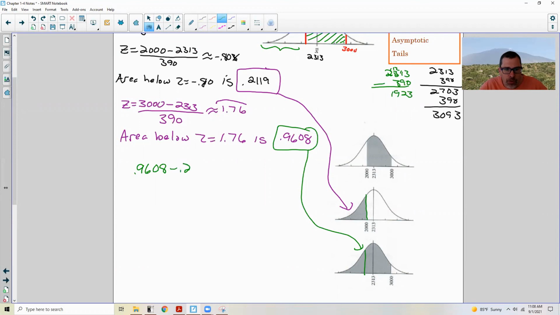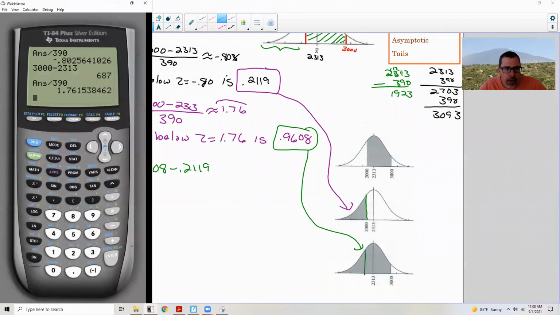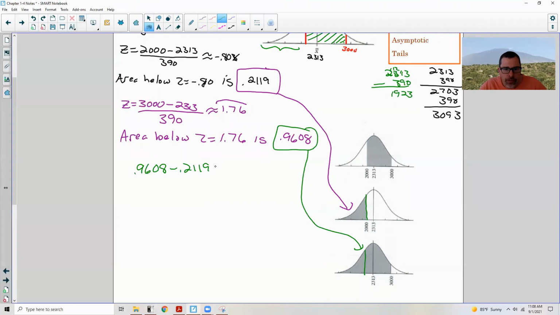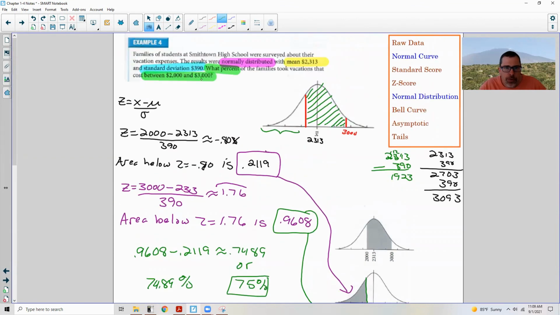So we take 0.9608 minus 0.2119. 0.9608 minus 0.2119 is 0.7489, or about 75%. Or we could just leave it: 74.89% of the people in this problem, their cost was between $2,000 and $3,000.